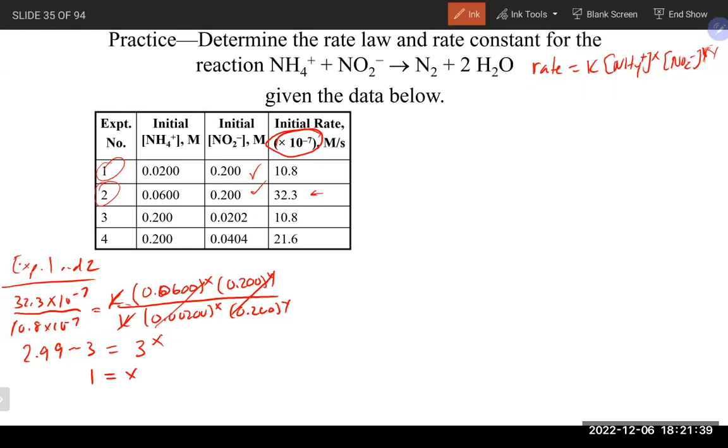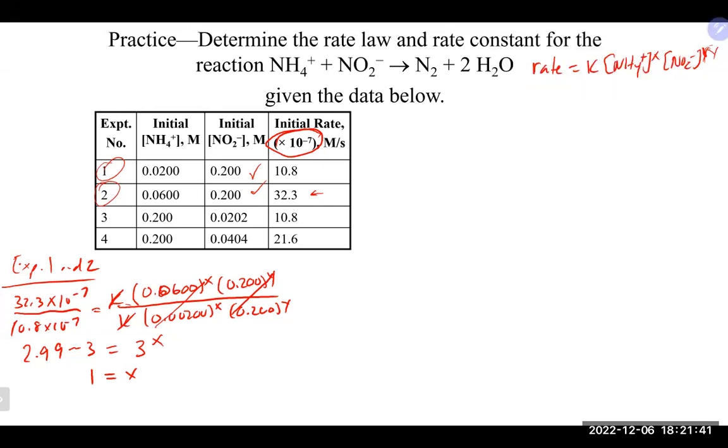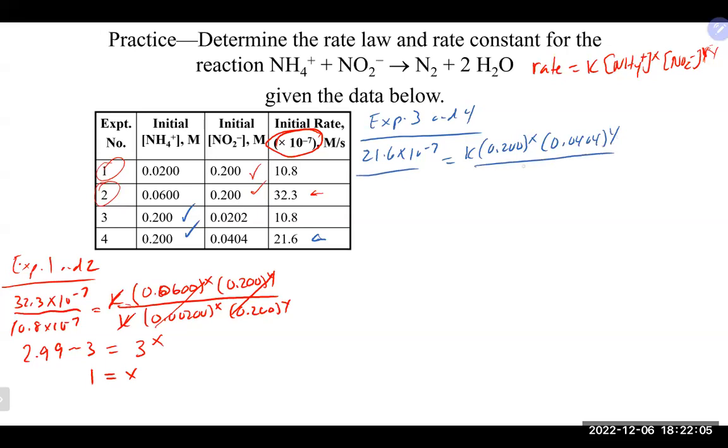Now, keeping our first reactant constant and varying our other one will be experiments 3 and 4. Once again, I'm going to go with the higher one up on top. That's going to be 21.6 times 10 to the minus 7, over 0.2 to the X, 0.0404 to the Y, putting number 3's info on the bottom.